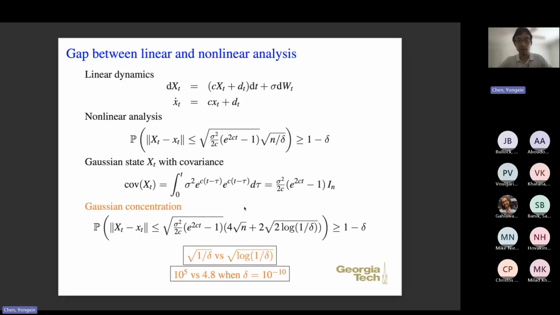Or is it just because of the way we did the analysis, our analysis is not good enough? So it turns out it is the second case. What we did is we managed to remove this gap completely. We established a nonlinear result which is exactly the same as the linear result. Okay, so how did we do that?